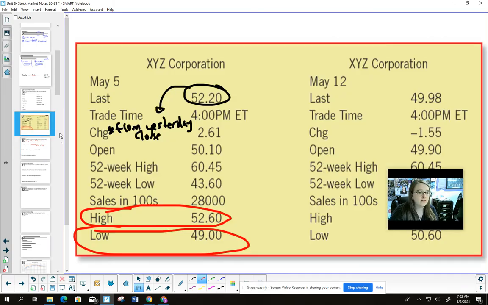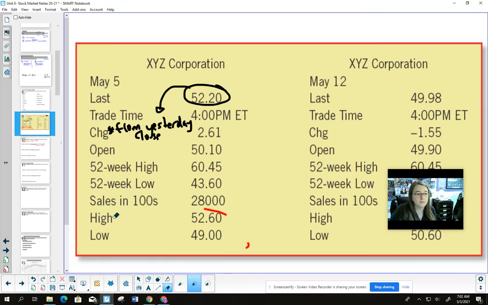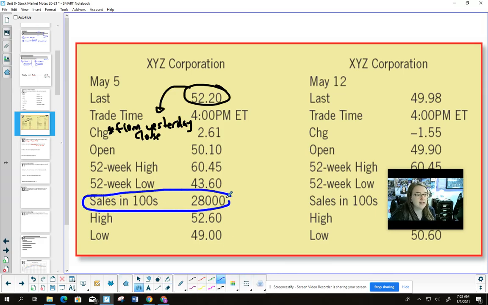So like we said, they kind of condensed this here because it's a big number. And so they don't want to write all of the zeros because it's just a big number. So sales in hundreds, that's once again volume. But it is not 28,000. It's 28,000 hundreds. So imagine that I had 28,000 $100 bills. How much money do I actually have?